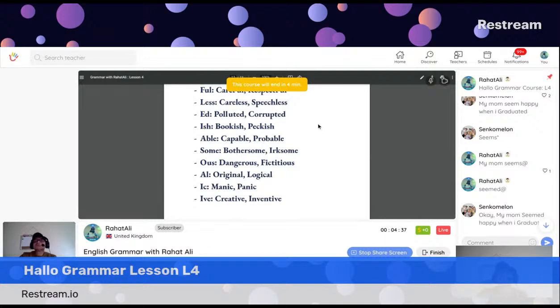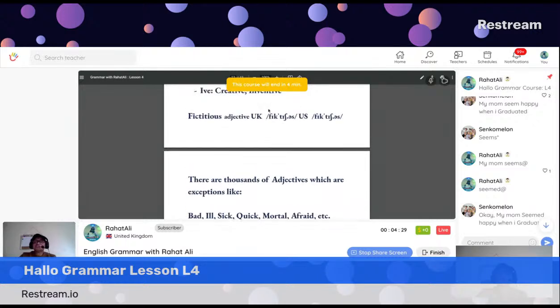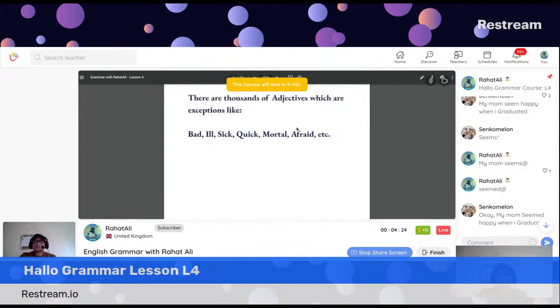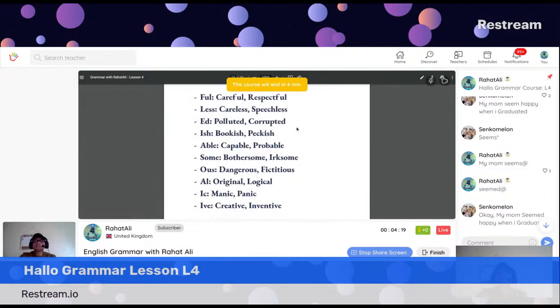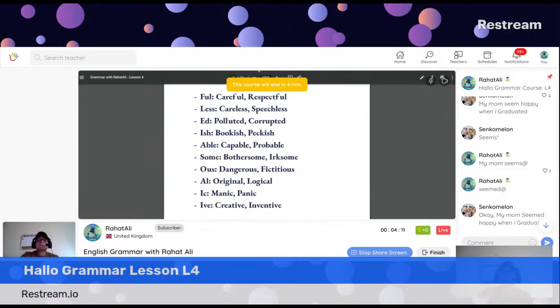Can you give us any other example, guys, from this display? But there are thousands of adjectives which are exceptions, like bad, ill, sick, quick, mortal, afraid. That means sometimes it doesn't follow these rules. But I want if you can give us some examples with a word that has got a suffix at the end, like full, beautiful, dutiful.